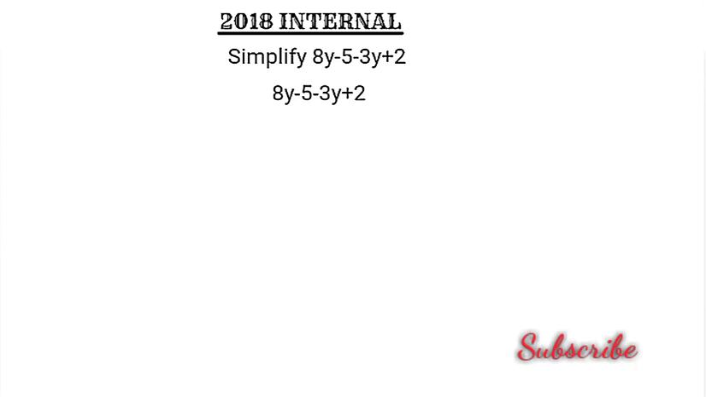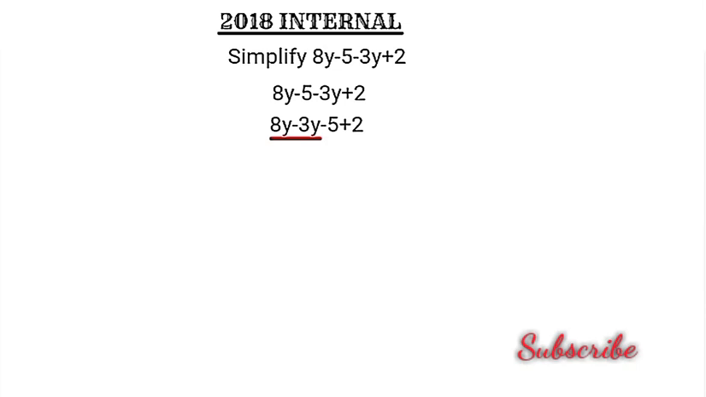Okay, I presume that you paused the video and then you have tried to simplify it. So now let me show you how it should be done. What we're going to do is put like terms together. So I'm going to write 8y, then look for another term that has y, which is negative 3y, which I'm going to write as minus 3y, then minus 5 plus 2.